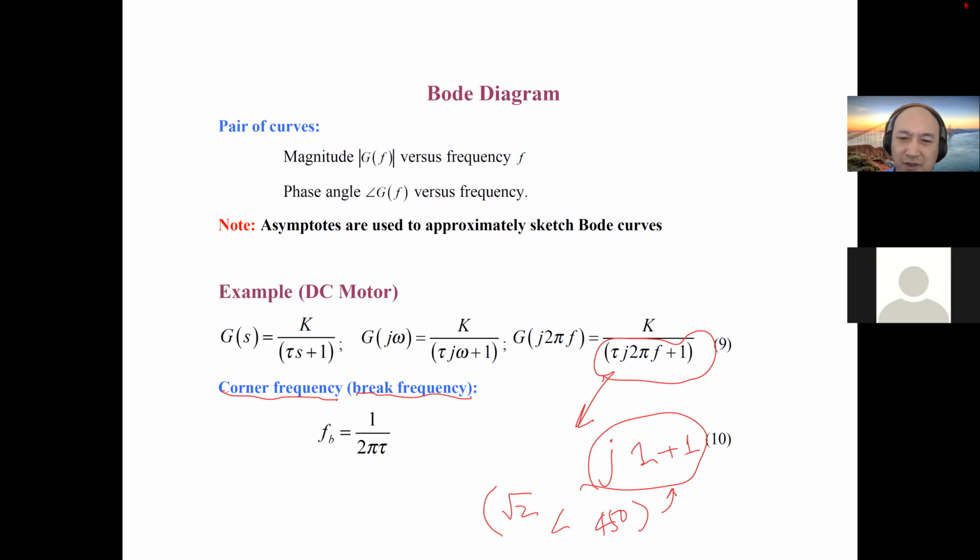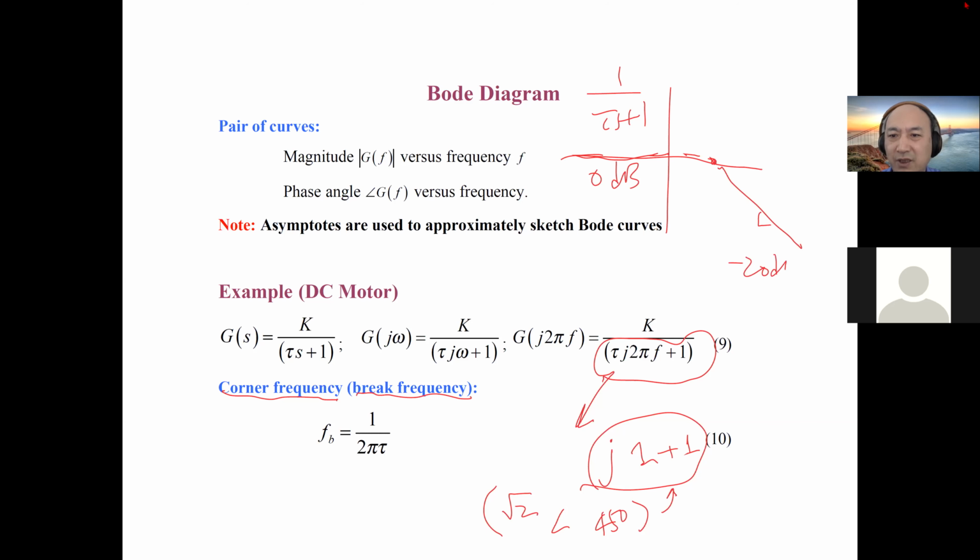You write in the magnitude versus phase, if you put the corner frequency there. Therefore, in a low pass filter, you remember 1 over tau s plus 1. So you end up with everything here at 0 dB until a point where you have a minus 20 dB per decade. But what is this frequency? This is what we call the corner frequency. This is my corner frequency.